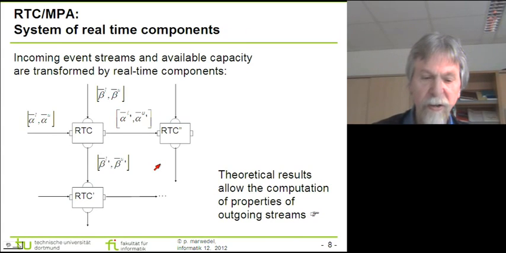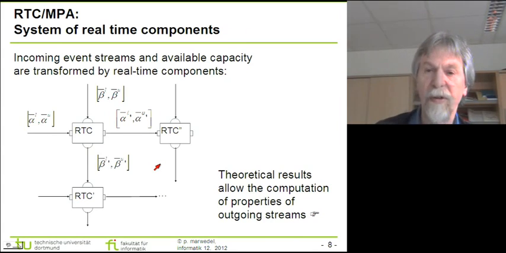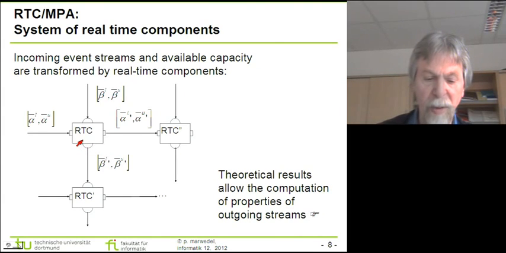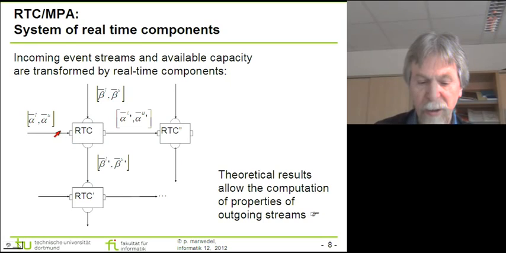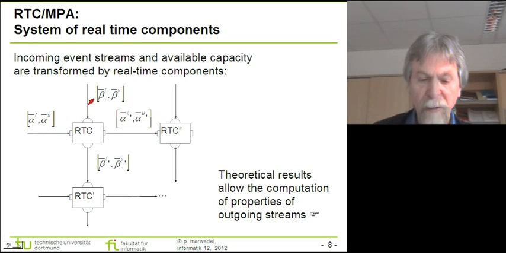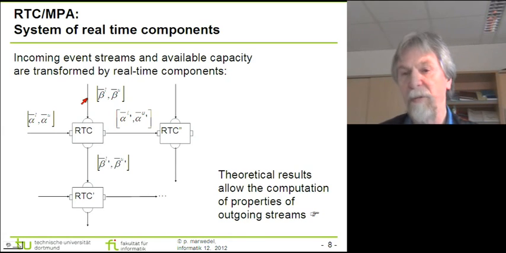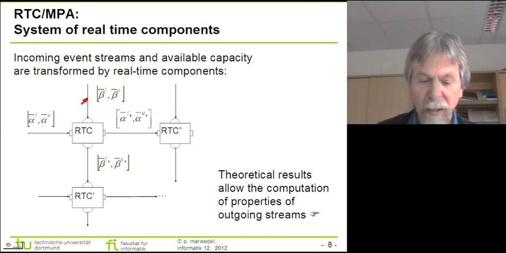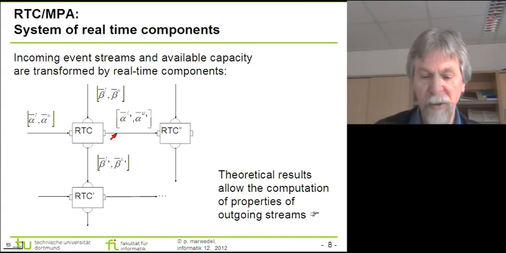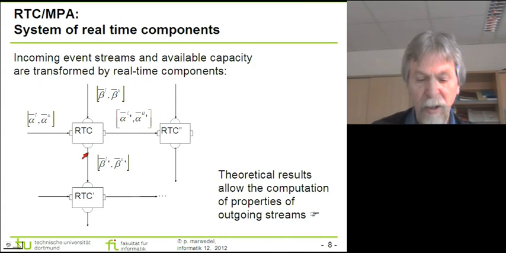Now, with this information, we can compute the behavior of a complex system. A complex system in which we are using so-called real-time components. And for these real-time components, we have incoming event streams, and we have incoming streams of available service. And as a result, we are obtaining new event streams. These are outgoing event streams, and there are remaining service capacities.